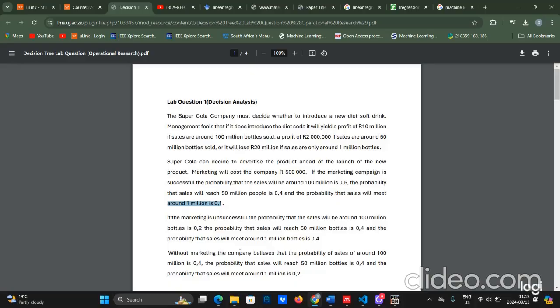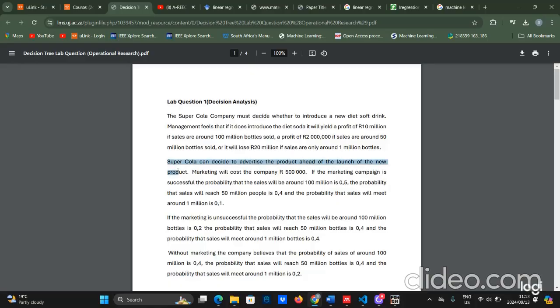Without marketing, the company believes that the probability that the sales will be around 100 million is 0.4, the probability that the sales will reach 50 million bottles is 0.4, and the probability that the sales will be around 1 million is 0.2. So now they are deciding whether to introduce a new diet soda or not. Initially, as they said, this is before they launch the product.